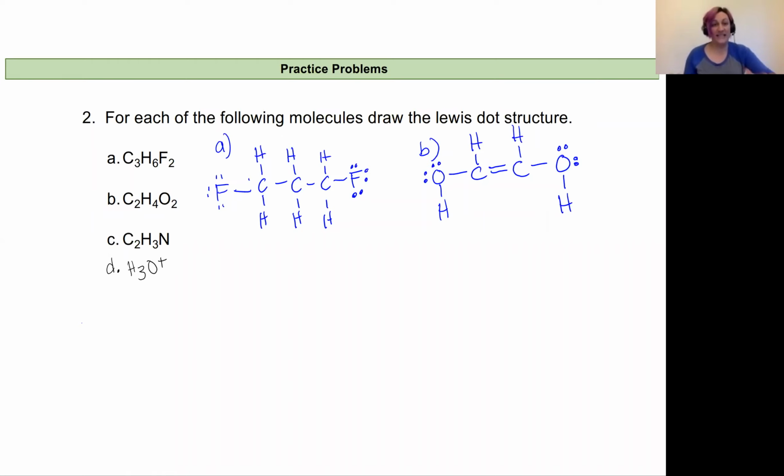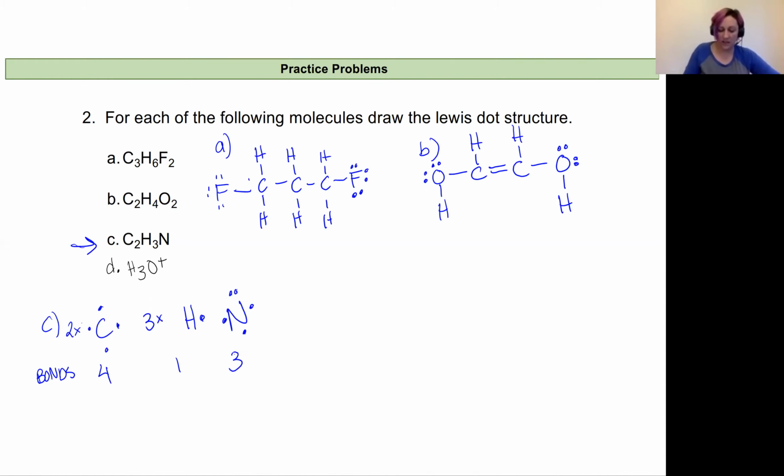Okay, now we're going to look at C. For C, we again have 2 of our carbons. These each have 4 valence electrons, so I'm putting 4 electrons around my carbon. I've got 3 hydrogens. They each have 1 valence electron, and I have 1 nitrogen, and that has 5 valence electrons. So looking at the number of bonds I'm going to need, each carbon's going to need 4, each hydrogen's going to need 1, and the nitrogen is going to need 3 bonds to fill its octet.